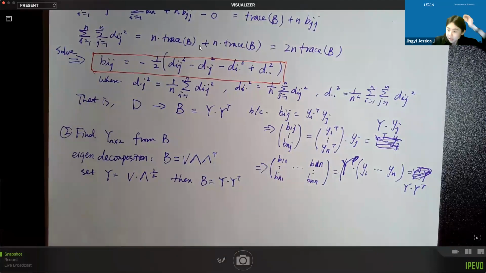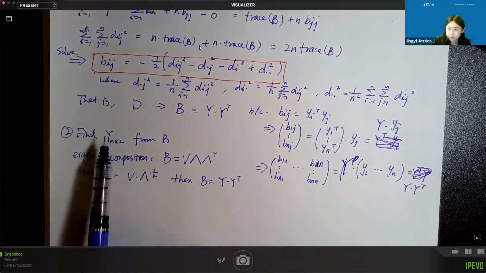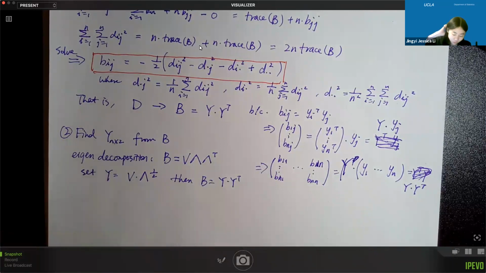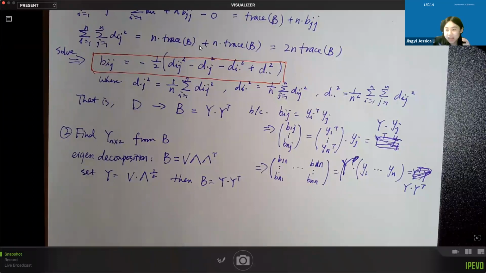So the key idea is to go from the distance matrix to the Gram matrix, and then from the Gram matrix to Y. And that is our embeddings. So Y contains n rows, 2 columns. Each row is 1 data point, and that data point has 2 dimensions. So we can just plot this Y to visualize those n data points. And that visualization will preserve the pairwise distances as provided in D.